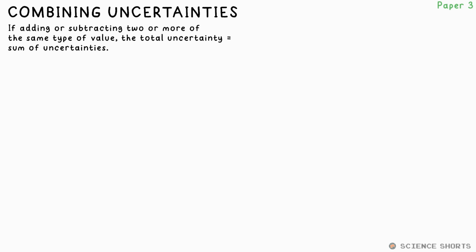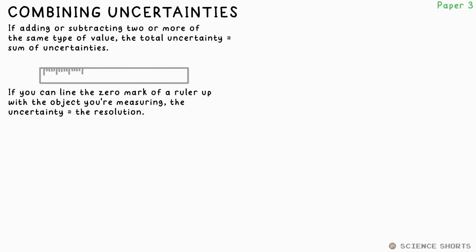If you add or subtract 2 values that have an uncertainty, then the total uncertainty is the sum of the 2 uncertainties. If you're using a ruler that you can move so the 0 can be lined up with the edge of whatever you're measuring, the uncertainty will be equal to the resolution.